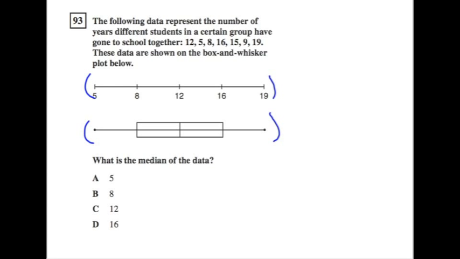So it says, which is the median? All right, it's another median problem. Remember, the median is the middle number of your data, and we know that the middle number in the box and whisker plots is the line that connects the two boxes right here, that splits it off into two boxes, I should say. And that's right above the 12. So our median is 12. Pretty easy to find on a box and whisker plot.